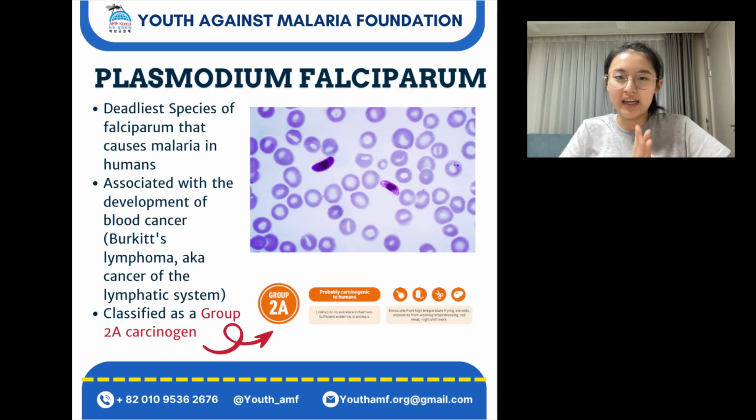Next, we have the infamous Plasmodium falciparum, and it's the deadliest of all species that cause malaria in humans. They're associated with the development of blood cancer, which in this case is Burkitt's lymphoma, a cancer of the lymphatic system, to be more specific. And they're classified as a group 2A carcinogen.